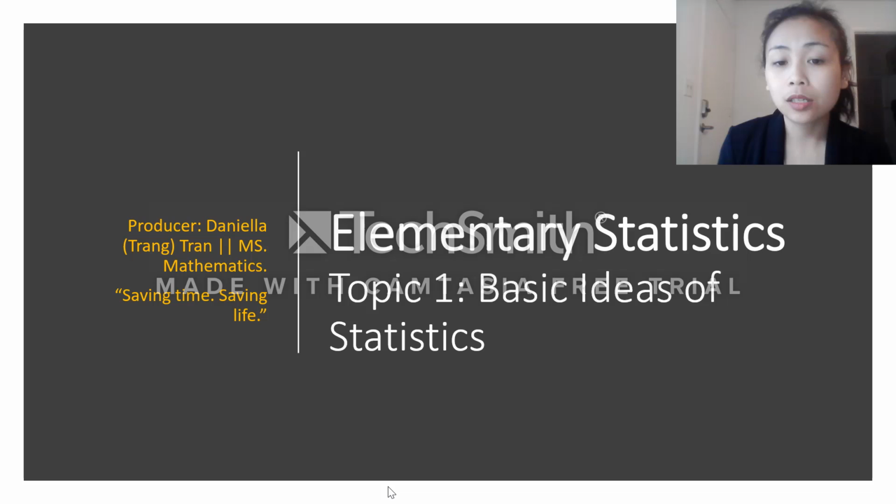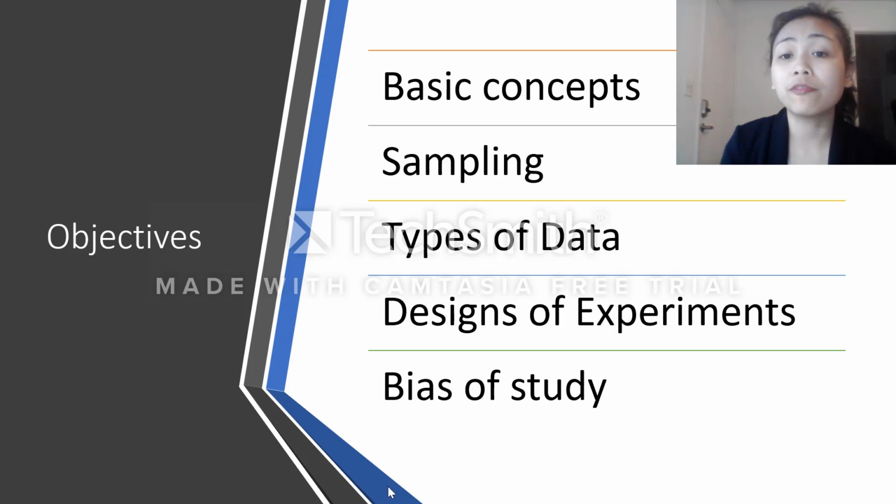And my first topic I would like to talk about is basic ideas of statistics, which consists of 5 main points. The first point is some basic concepts in statistics. The second point is sampling, type of data, design of experiments, and the last point is about bias of study.